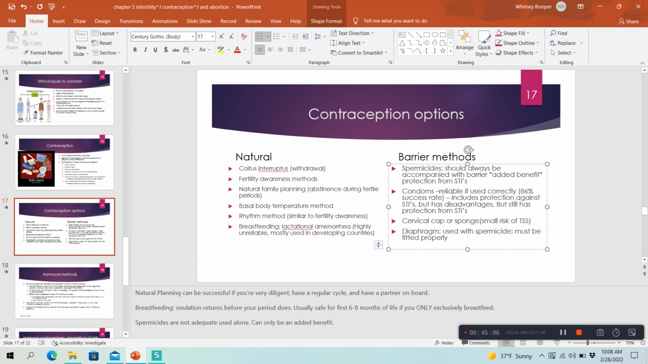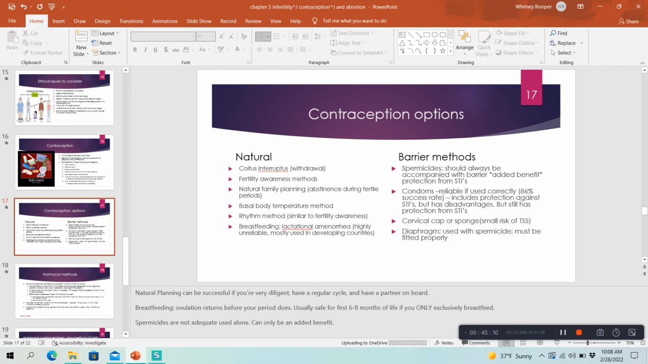Cervical cap or sponge, used by the female, is a little sponge that's placed over the cervix before intercourse and removed a few hours after intercourse. It's disposable, thrown away after each use. There's a small risk of something called toxic shock syndrome with that. You guys know what toxic shock syndrome is?